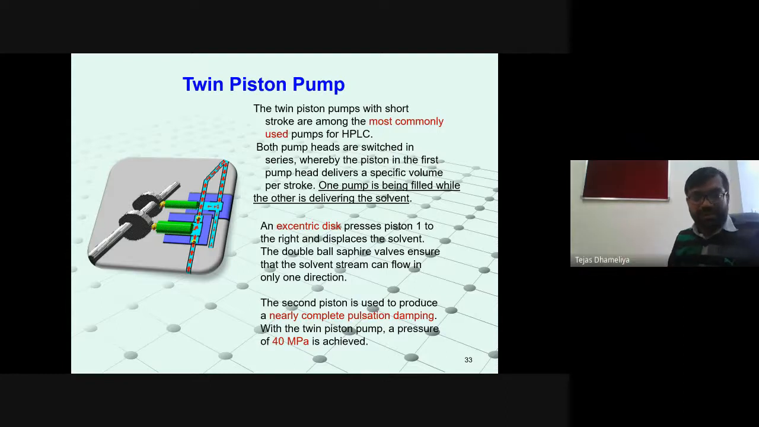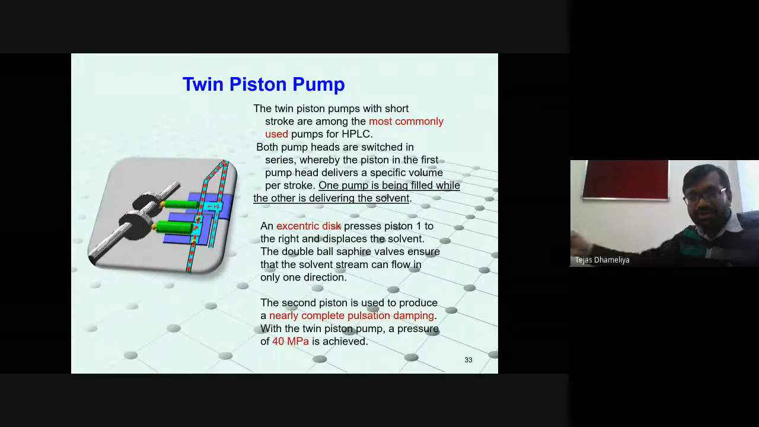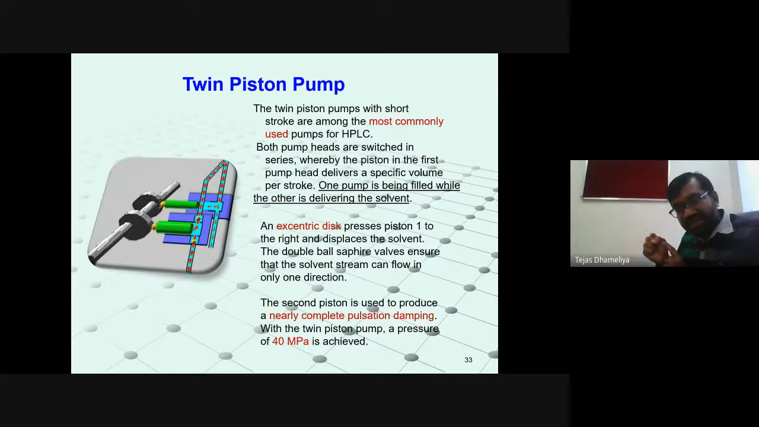I'm not sure whether you people could understand this two piston pump or not. When we have only one piston and the reservoir is being filled, the solvent is not reaching the column. So that's why it is non-constant pressure. Although it is moving continuously, when it goes back, at that same moment the solvent is not moving towards the column.